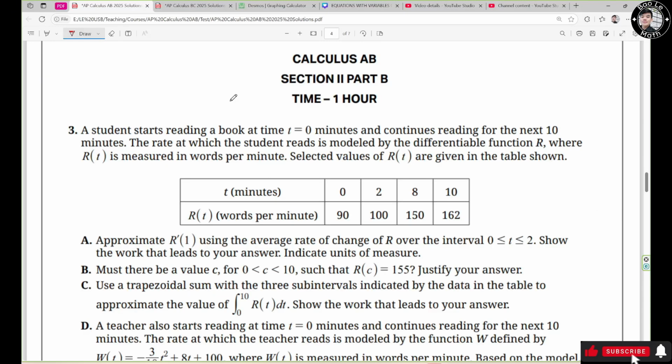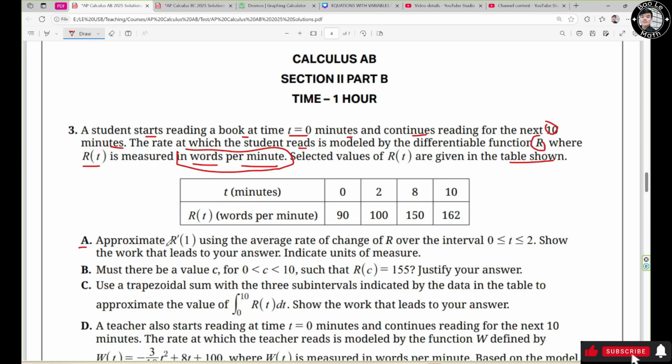Free response question 3. A student starts reading a book at time t equals 0 minutes and continues reading for the next 10 minutes. The rate at which the student reads is modeled by the differentiable function r, where r of t is measured in words per minute. Selected values of r of t are given in the table below.